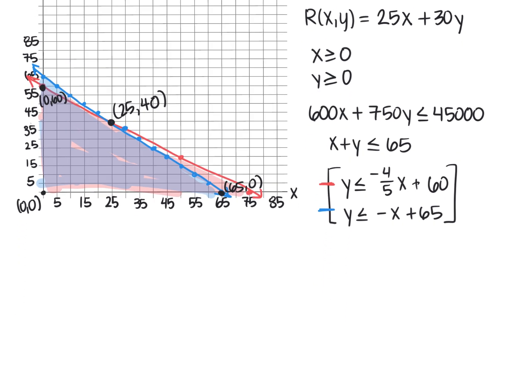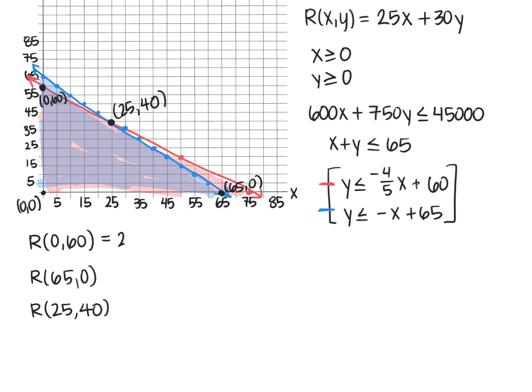I'm not going to actually check 0, 0. I don't expect you to either, because obviously if I don't sell anything, I'm not making any money, so it's not going to maximize revenue. So I'm going to check the points 0, 60, 65, 0, and 25, 40.